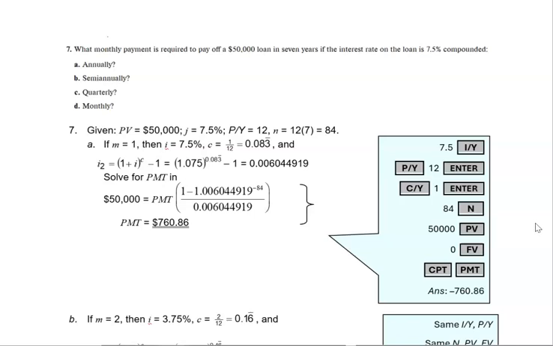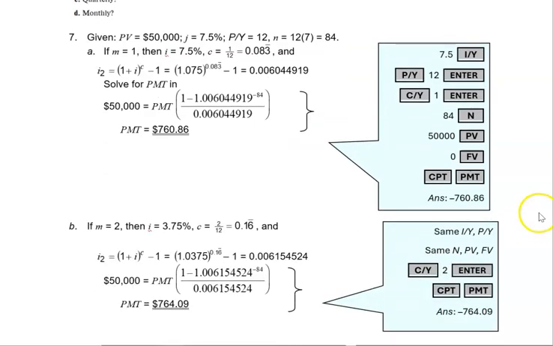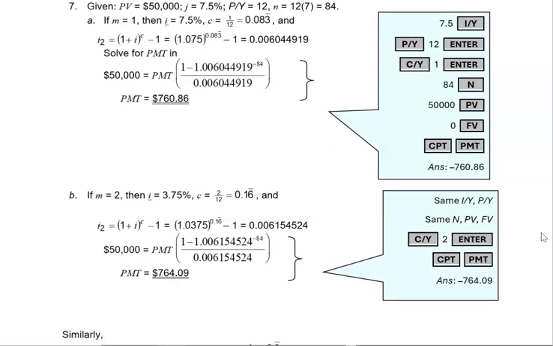If we change the CY to semi-annual, the only thing you have to change when putting that into your financial calculator is the CY, okay? So you're going to compute payments, and you're going to get $764.09. So you can see it has increased a little bit with the compounding going from annual to semi-annual.